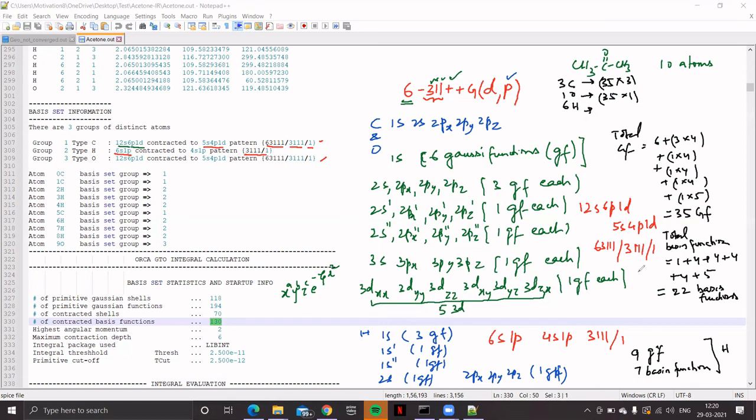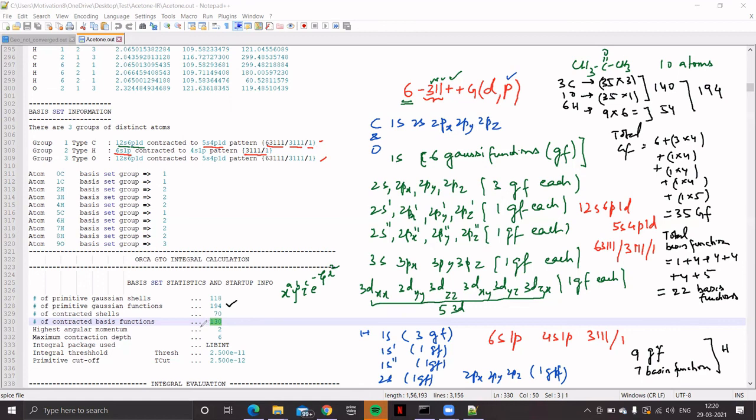And for each hydrogen it is 9. There are 6 hydrogen atoms, so 9 into 6. So total, this is 35 into 4 is 140, and 9 into 6 is 54. Add this, this will be 194. So that matches with this 194 Gaussian functions.